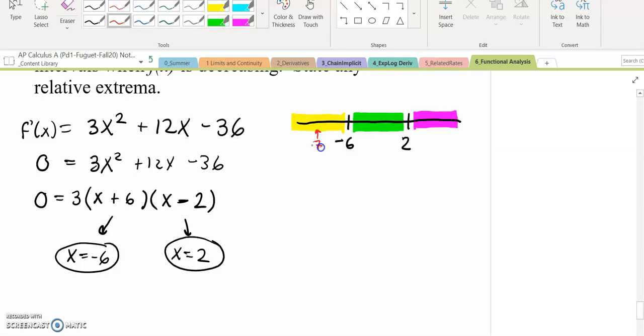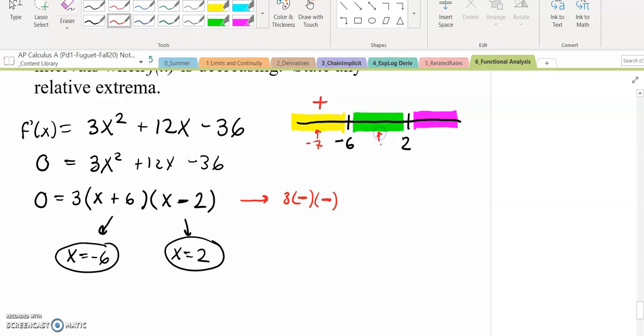So I'll choose the number negative 7. When I do that, if I use the first derivative here, I would get 3 times negative 7 plus 6, which is a negative number. Again, I only care about the sign. Negative 7 minus 2 is also a negative number. Negative times a negative times positive 3 is a positive slope. So that first region will be positive.